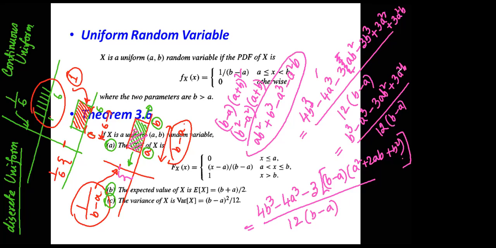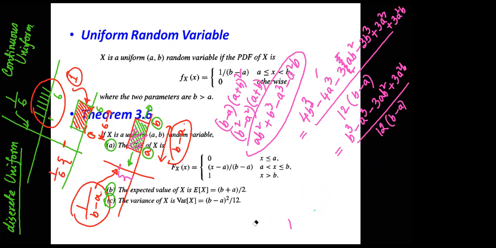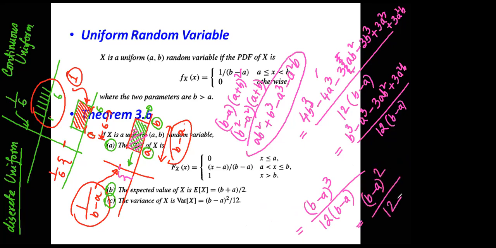Yes, sir. I think we have proved it. I think we have solved it. Okay. So we have solved it. I think this is b minus a whole cube and then divided by 12 into b minus a. So we can easily write b minus a whole square divided by 12, which is this one.